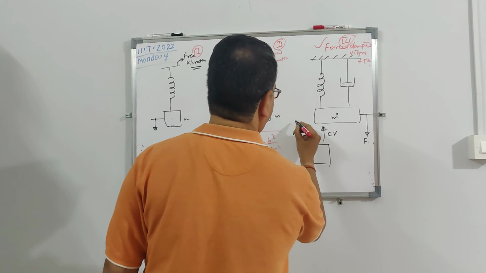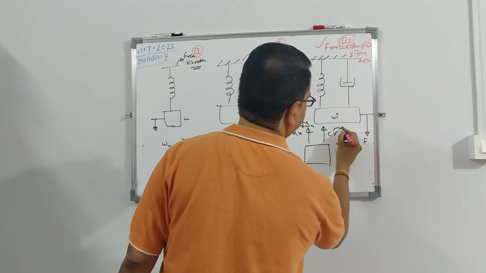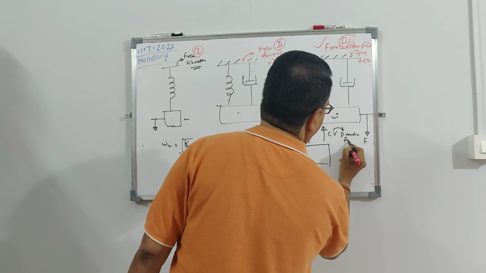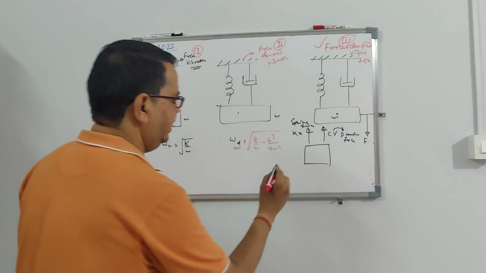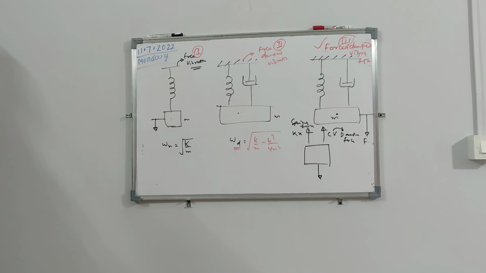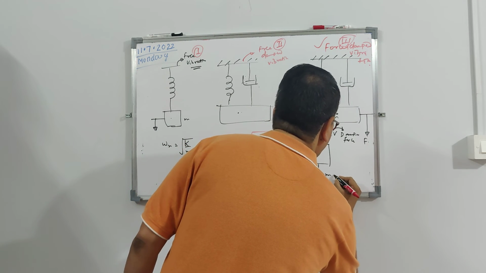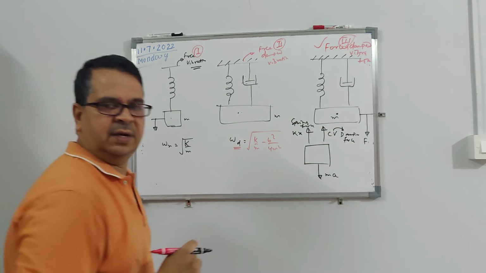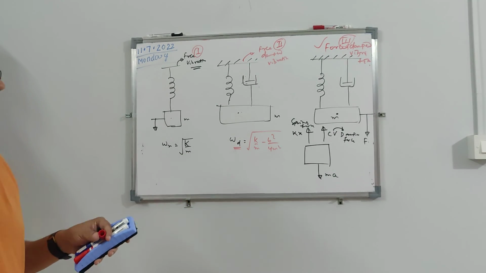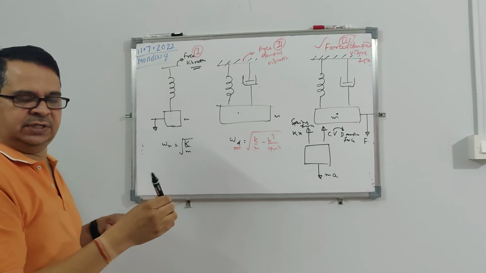So this is spring force, this is damping force, and it is moving at an acceleration, which gives m into a. So this is my mass, and it is moving at acceleration a. All these things put together is equal to the applied force. Understood. So I will have three forces.